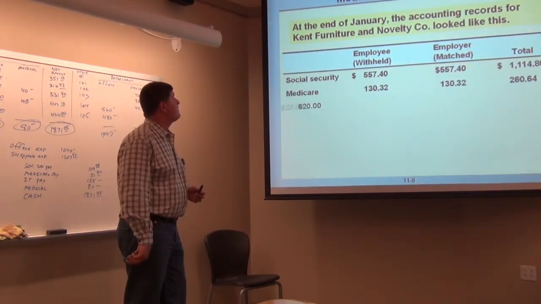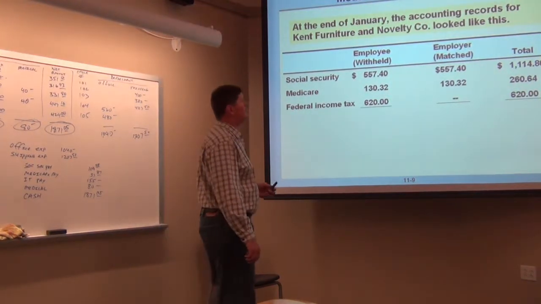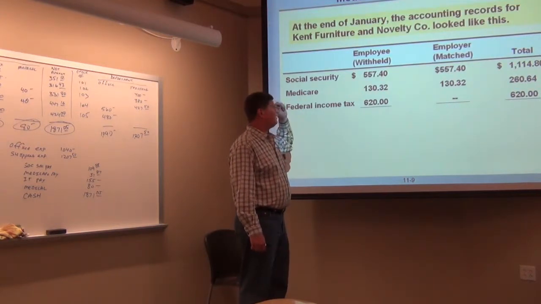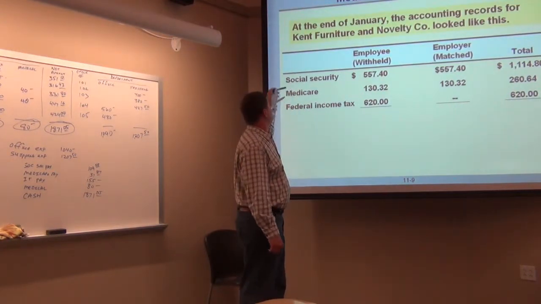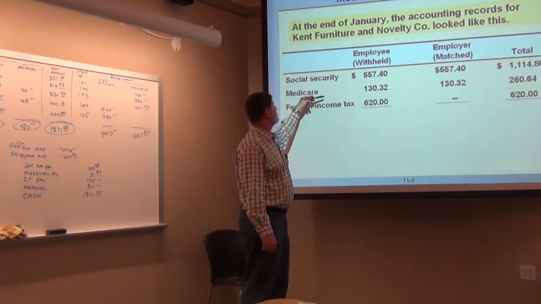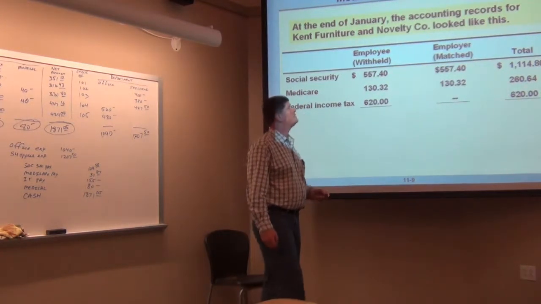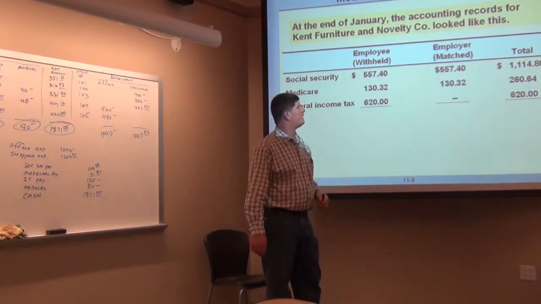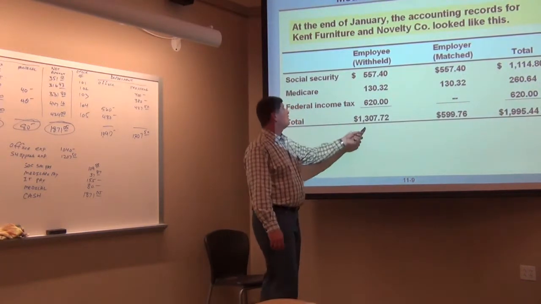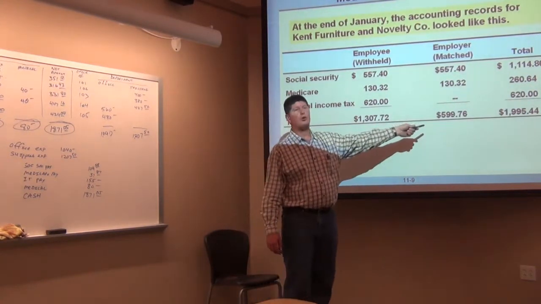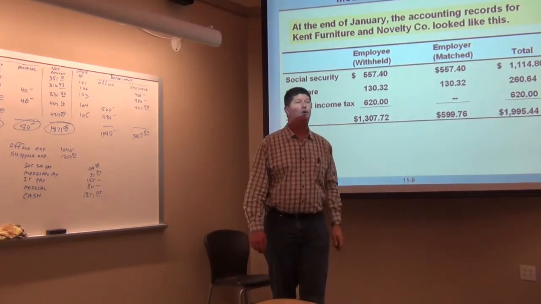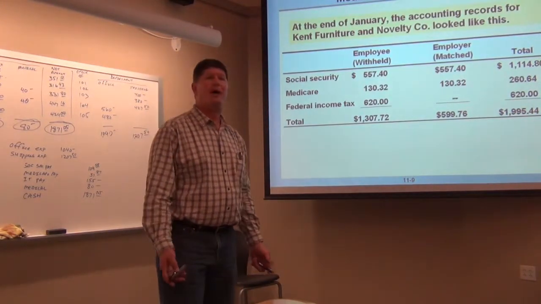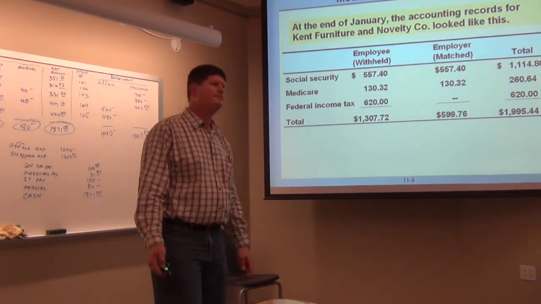All right. Okay, here's a better example because they include the federal income tax. This company is calculating their payroll tax deposit for the end of January. Employee withheld from Social Security, for Medicare, for federal income tax. The employer matches the Social Security and the Medicare. Okay? Total withheld from the employee, total paid by the employer. Total deposit is how much? The two of them added together, right? Okay.